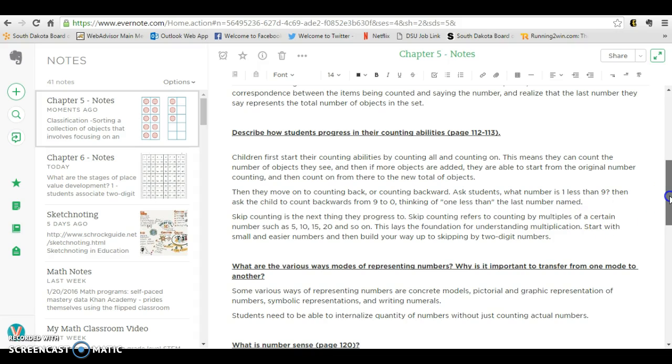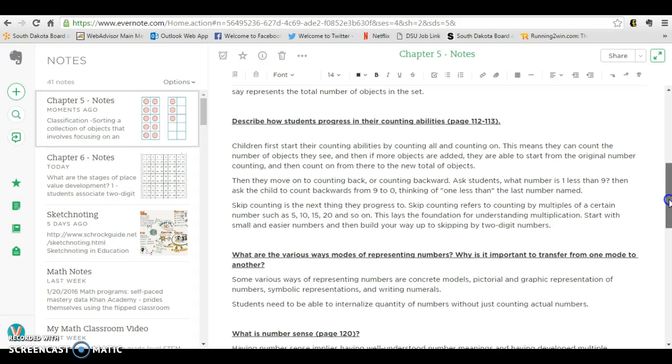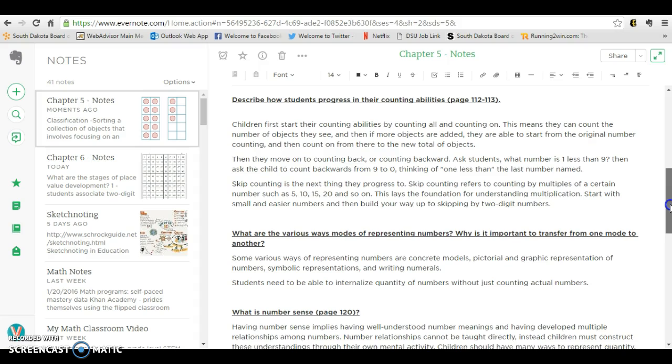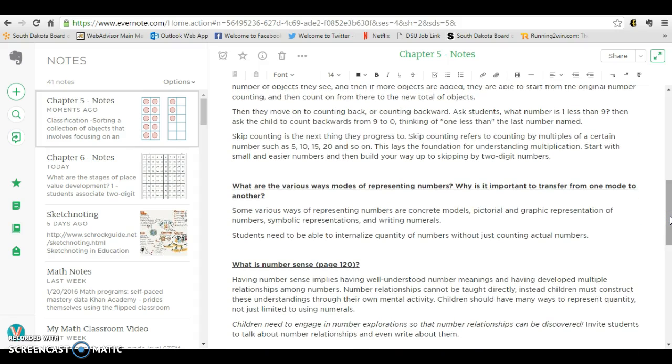What are the various modes of representing numbers? Some various ways of representing numbers are concrete models, pictorial and graphic representation of numbers, symbolic representations, and writing numerals. And it's important because students need to internalize quantity of numbers instead of just looking at the number and looking at that as quantity, they look at objects and determine the quantity.